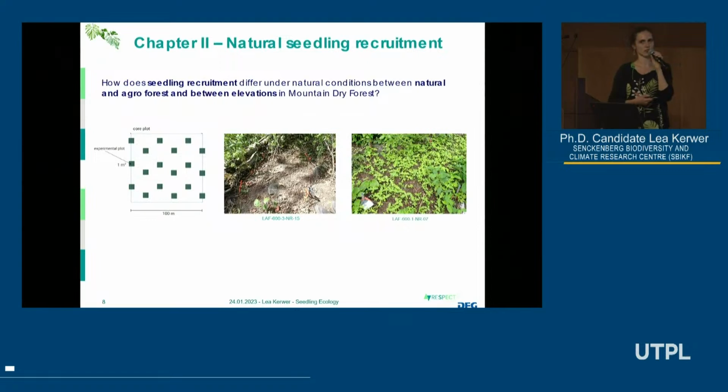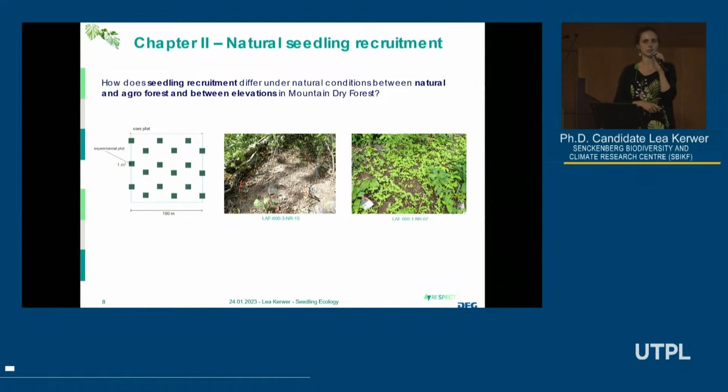So this is not all of my project, but the second part, the second chapter, is to also take a look at the natural recruitment that we can find in the dry forest. Therefore, I have established 18 plots within every one of the core plots, the big ones that we have. In the beginning, as you can maybe see here, those plots were completely cleared of seedlings and saplings. And now I'm monitoring what is coming back over a period of a year.